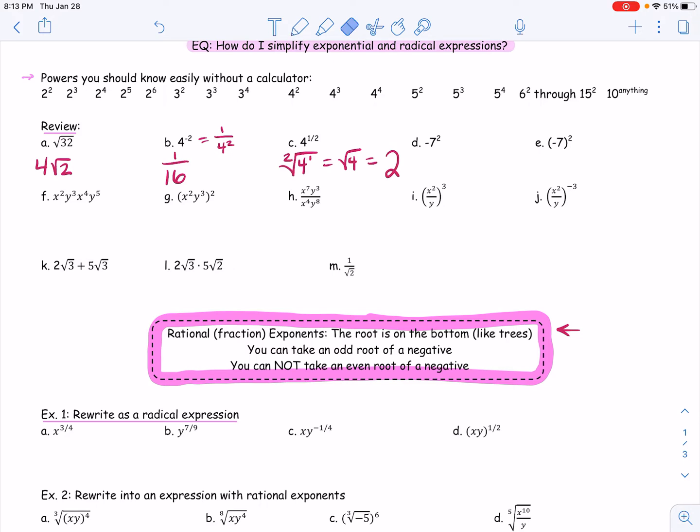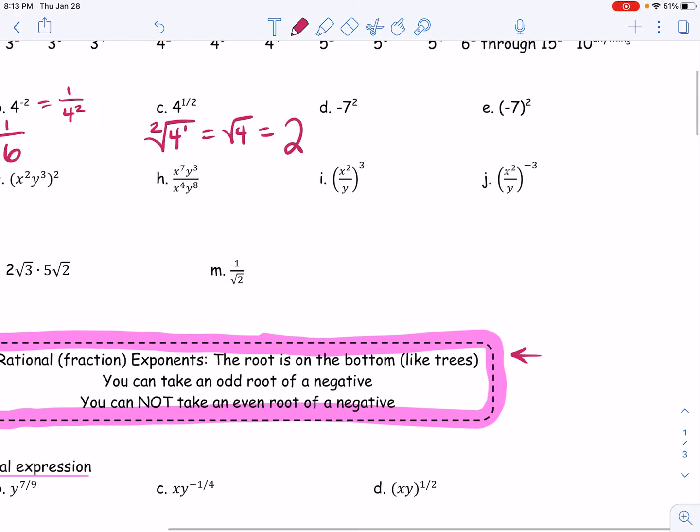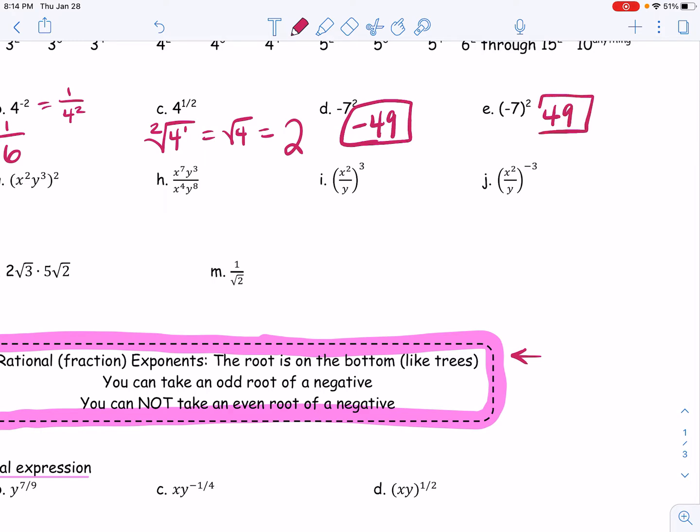Okay, we need to be really, really careful when it comes to D and E. There is a huge difference here. In D, if we follow order of operations, we are squaring the 7 and then multiplying the negative to that, which would make it a negative 49. In E, we are squaring that entire thing in the parentheses, which is the negative 7. When I square a negative 7, I always am going to get that positive 49.